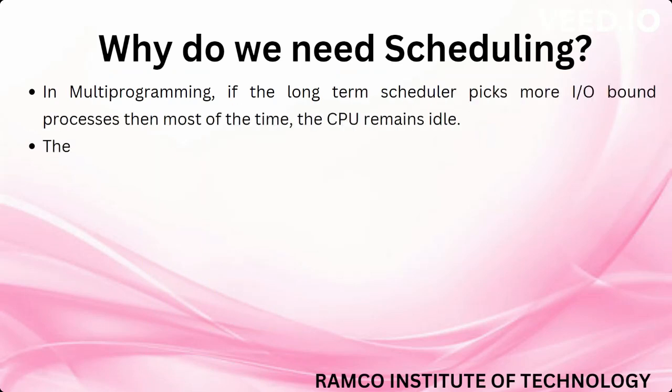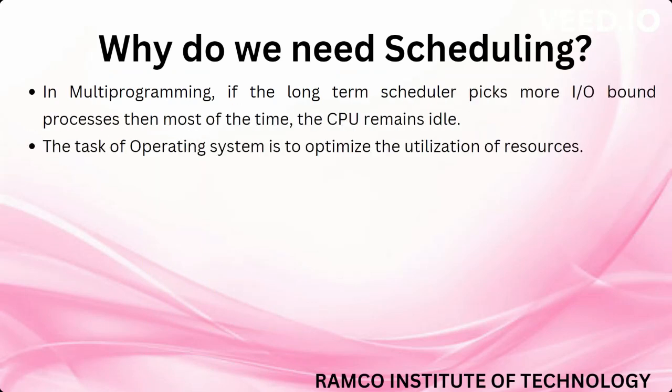Why do we need scheduling? In multi-programming systems, if a long-term scheduler picks more IO-bound processes, then most of the time the CPU remains idle. The task of the operating system is to optimize the utilization of resources. If most of the running processes change their state from running to waiting, then there may be a chance of deadlock in the system. Hence, to avoid this overhead, the operating system needs to schedule the jobs to get the optimal utilization of CPU and to avoid the possibility of deadlock.